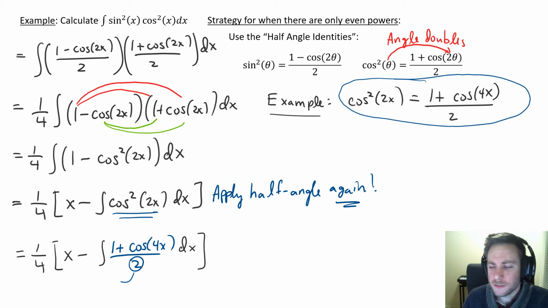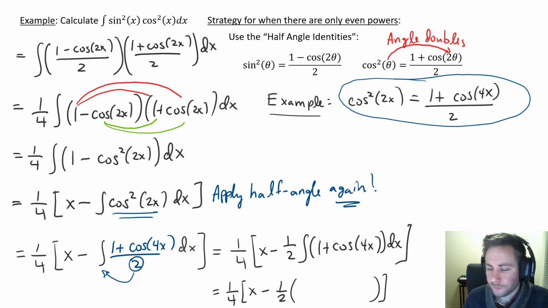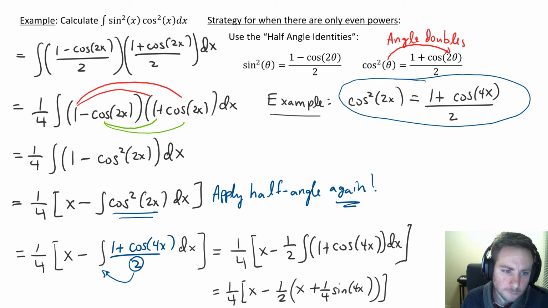After that, we may as well pull out this factor of 1/2, and what remains now is an integral that we actually know how to do just by inspection. So let's do this one term at a time. Start with the antiderivative of 1, which we know is just x. Then we need the antiderivative of cos 4x, which would be 1/4 sine of 4x. As a final step, don't forget the plus c. Further simplification is of course possible, but not really necessary.